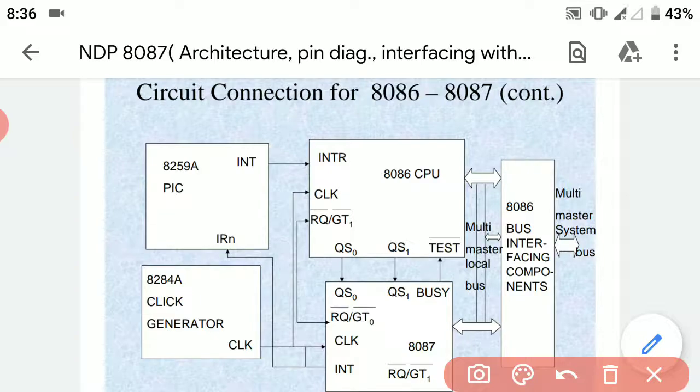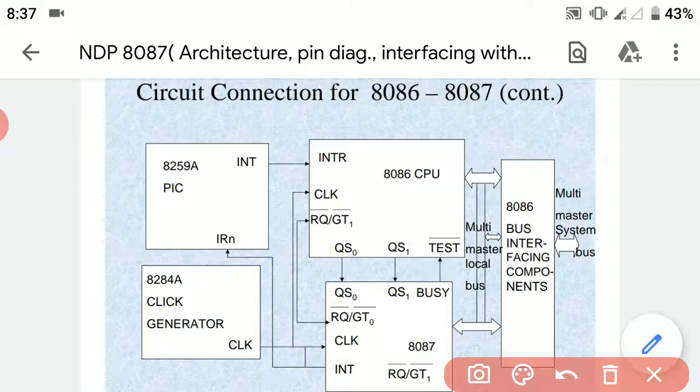Now we have this clock generator, 8284. This clock generator actually generates the clock which is common to both the 8086 and 8087 processors. We can see that this is the clock which is going to the 8087 processor, and this is the clock which is going to the 8086 processor. So we are giving a common clock to both processors.